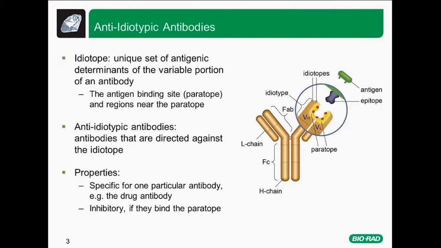So anti-idiotypic antibodies are antibodies that are directed against the idiotope, which is the unique set of antigenic determinants of the variable portion of an antibody. The idiotope consists of the antigen binding site, the paratope, as well as regions near the paratope. The paratope is the region that binds to the epitope of the antigen. So anti-idiotypic antibodies are specific for one particular antibody, for example, the drug antibody. And they are inhibitory if they bind the paratope, since then they compete with antigen binding.